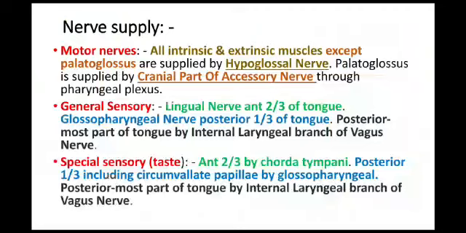So, coming to the nerve supply, basically we are going to divide it into motor nerve supply, general sensory, and special sensory, that is for the taste. Motor supply, so all intrinsic and extrinsic muscles of the tongue are supplied by the hypoglossal nerve, except palatoglossus. The palatoglossus is supplied by the cranial part of accessory nerve through the pharyngeal plexus.